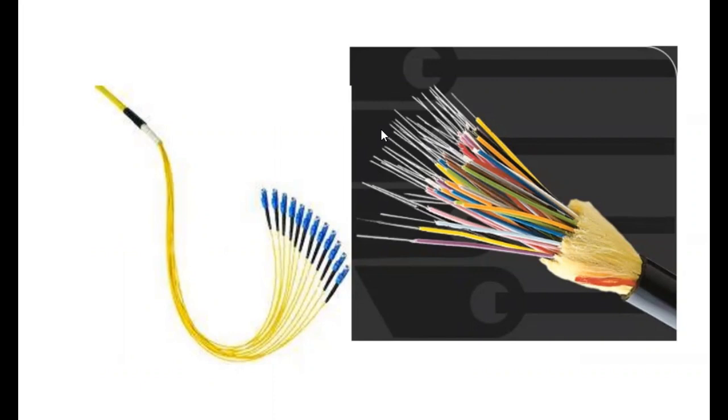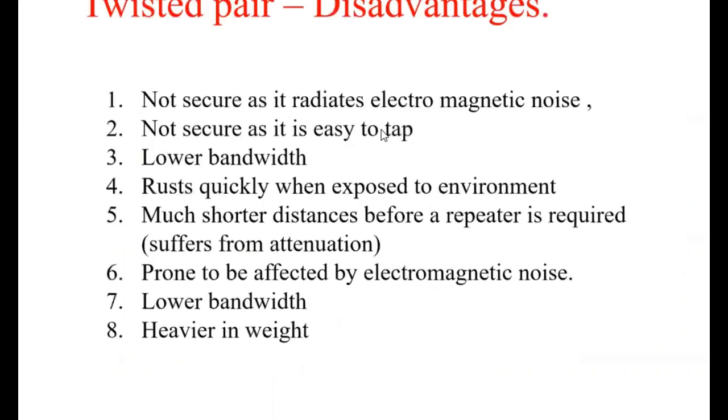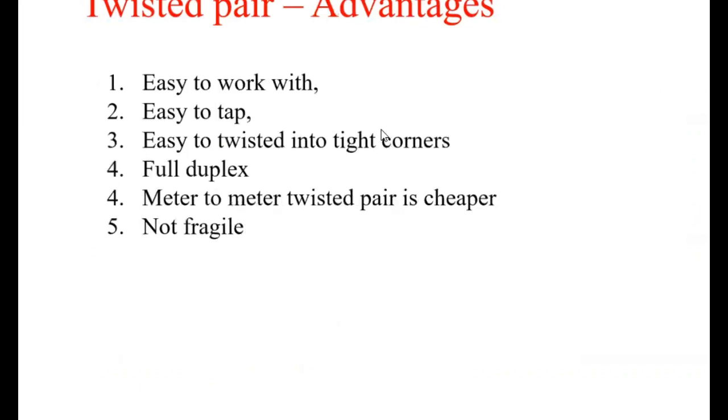Instead of not knowing how much your network is going to grow and not being able to do any tapping, this provides tapping already. Twisted pair has a number of advantages and disadvantages, so you should look through them. They're easy to work with, easy to tap. The tap can be an advantage, can be a disadvantage. Easy to twist into tight corners.